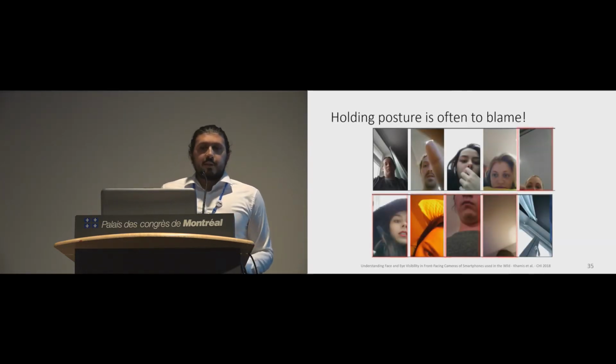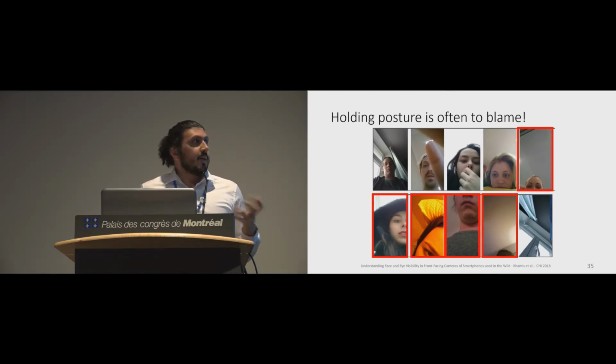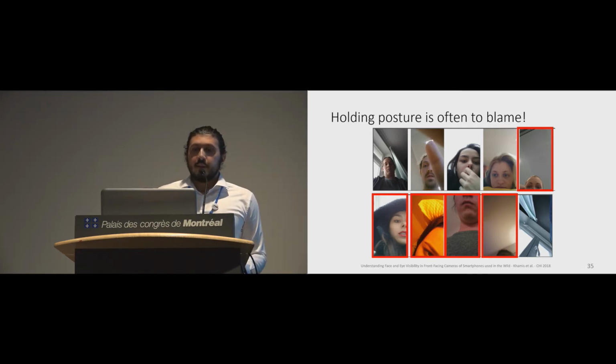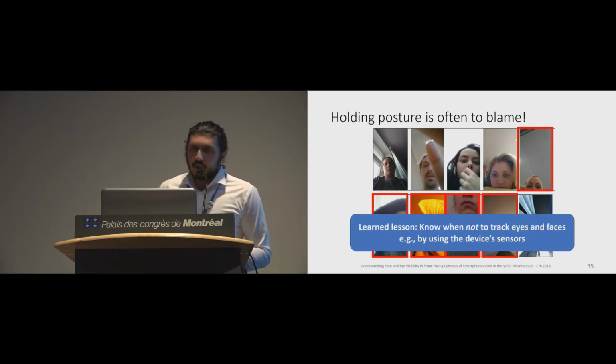So why are faces not visible? Most of the time it's the holding posture that is behind it. In all of these photos you can see that it's the way people are holding the phone that mainly influences the visibility of the eyes. One thing we could do here is use the sensors of the device to guide users to hold the phone in a way that would reveal their faces.